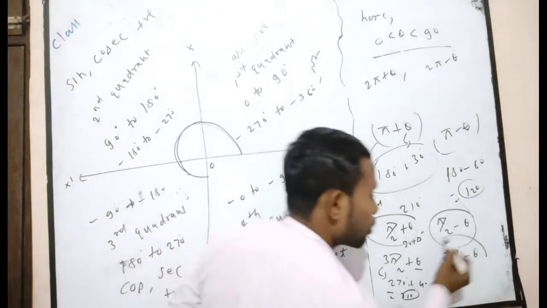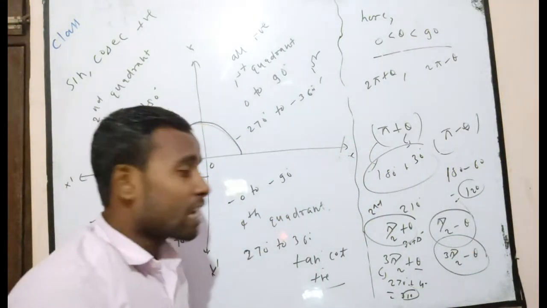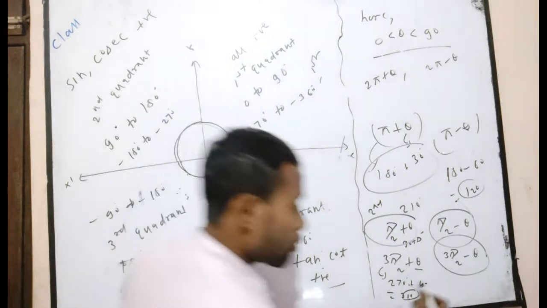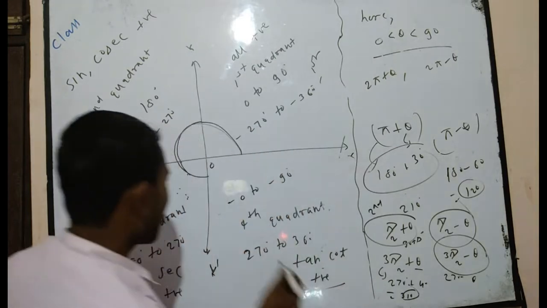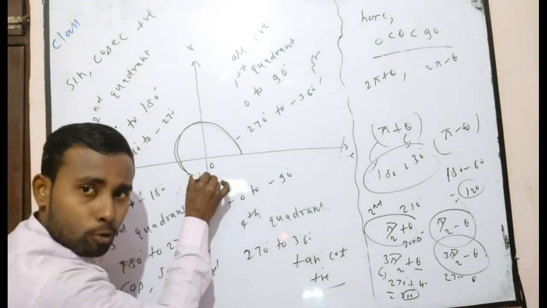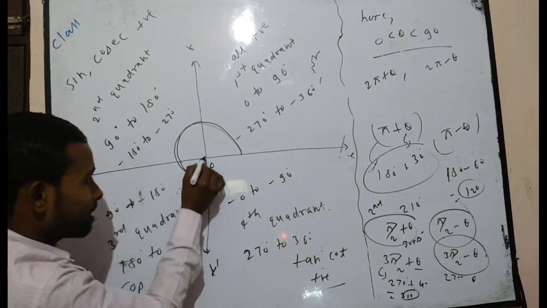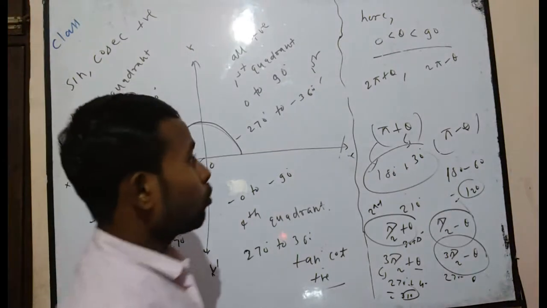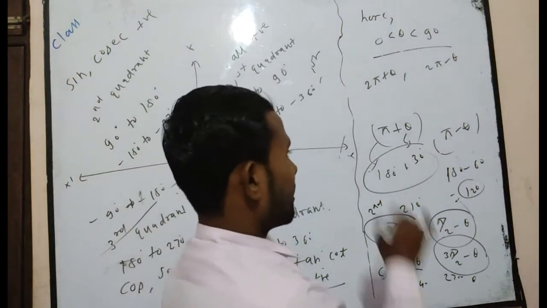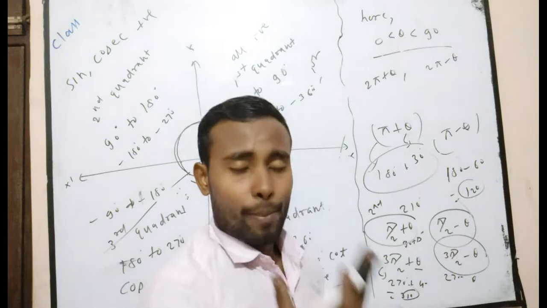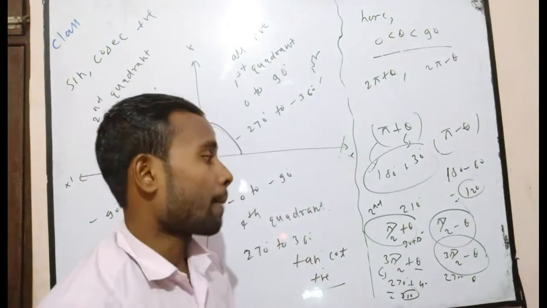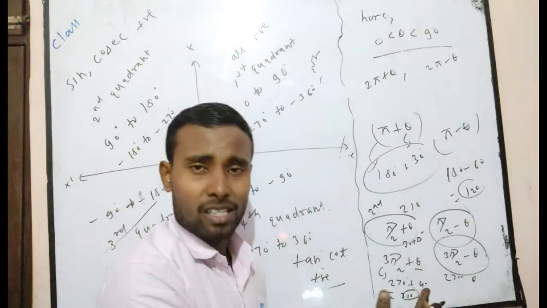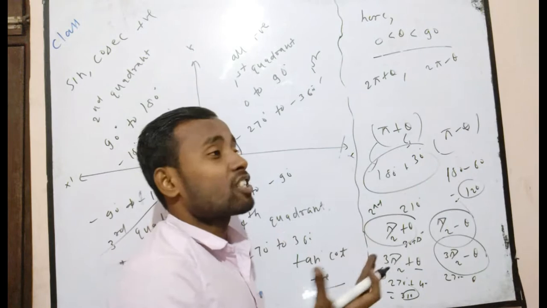Similarly, if I want to ask in which quadrant 3 pi by 2 minus theta lies, you can say that 3 pi by 2 minus theta means 270 minus something. You know that 270 lies up to this point and you have to decrease, that means you can go back again. That means definitely it lies in the third quadrant. That is, you have to take this concept: pi minus theta, pi plus theta, pi by 2 plus theta, pi by 2 minus theta, 3 pi by 2 plus theta, 3 pi by 2 minus theta, 2 pi plus theta, 2 pi minus theta, and which quadrant each lies in.